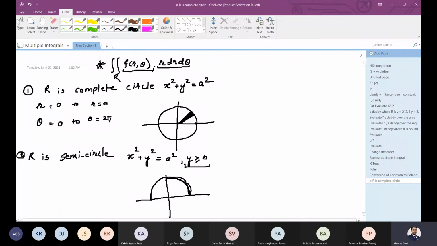So only this much part is included. So again take the step from the origin to your curve. This is my region and this area is to be covered. So small r is running from 0 to r equal to a, and theta in this case is going to be from 0 to pi. Exactly.